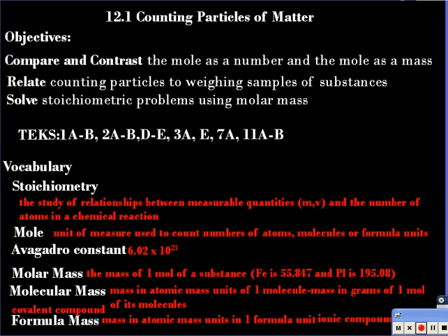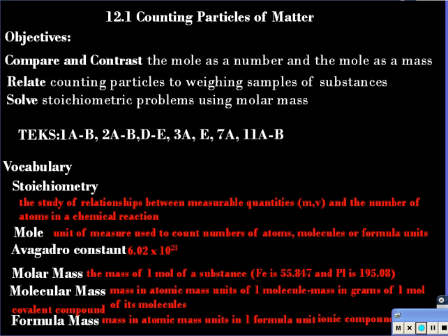Then we have the mole, which is a unit of measurement used to count numbers of atoms, molecules, or formula units, sort of similar to a dozen. We also have Avogadro's constant, which is 6.02 times 10 to the 23rd, and molar mass, which is the mass of 1 mole of a substance. Basically this relates to the mass on the periodic table. So iron is 55.847 and platinum is 195.08.